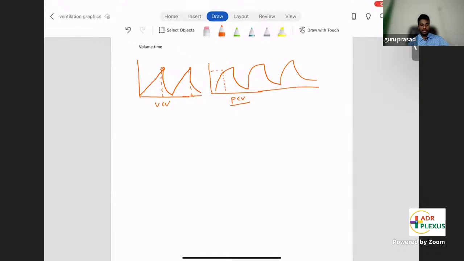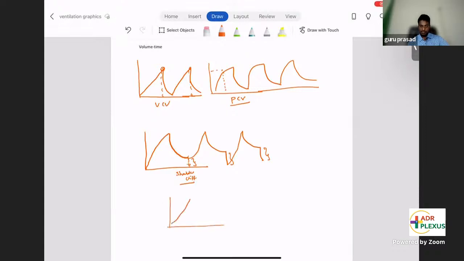Another thing is, your inspiration is here and your expiration is not reaching the baseline and it is falling. This is known as shoulder cliffing. It is like it suddenly falls down, and again it starts like this, suddenly falls down, again goes like this, comes down, again falls down. So basically what this tells you is that there is some amount of volume which is not coming back. Suppose the graph is given simply like this, it can be air leak or air trap, you cannot tell.